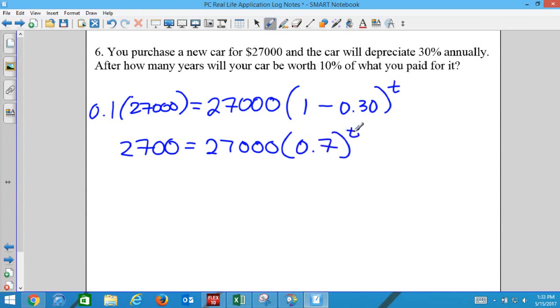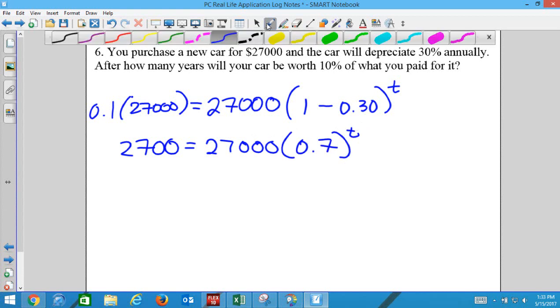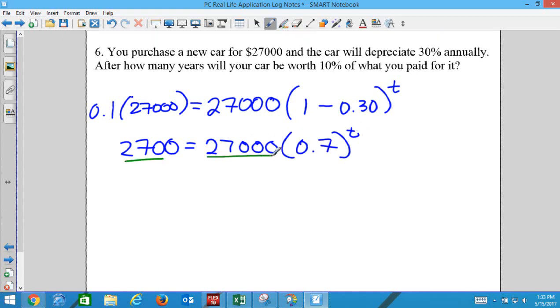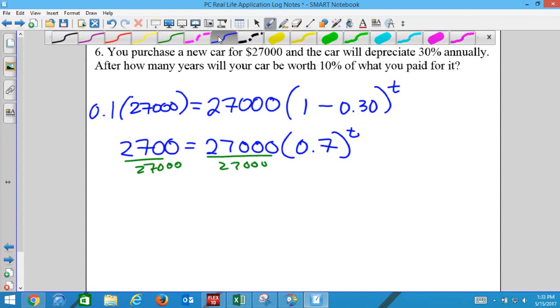And then we're going to divide both sides by 27,000. What happens on the left side when I divide by 27,000? What do I get here? 10%.